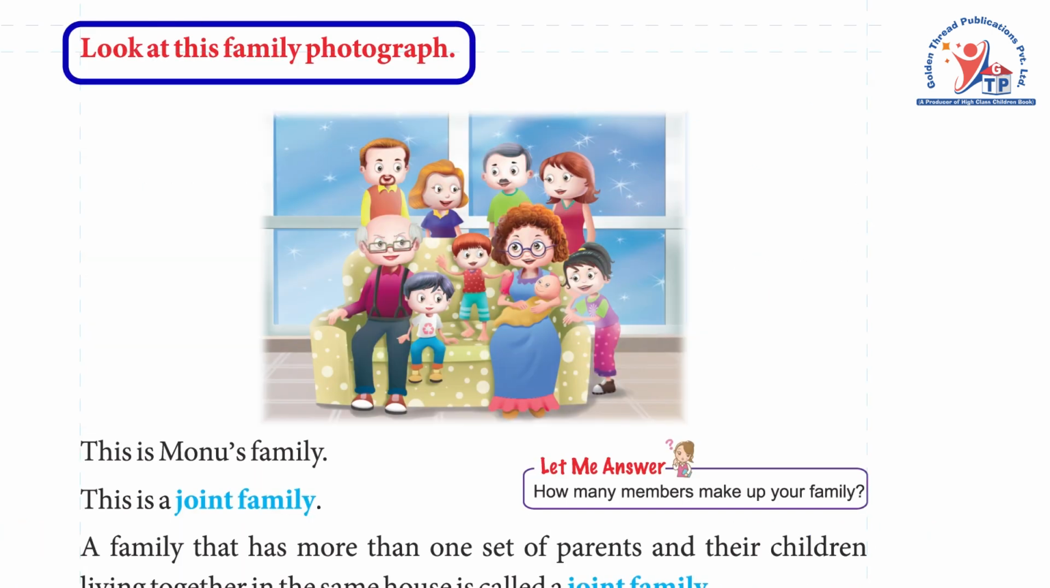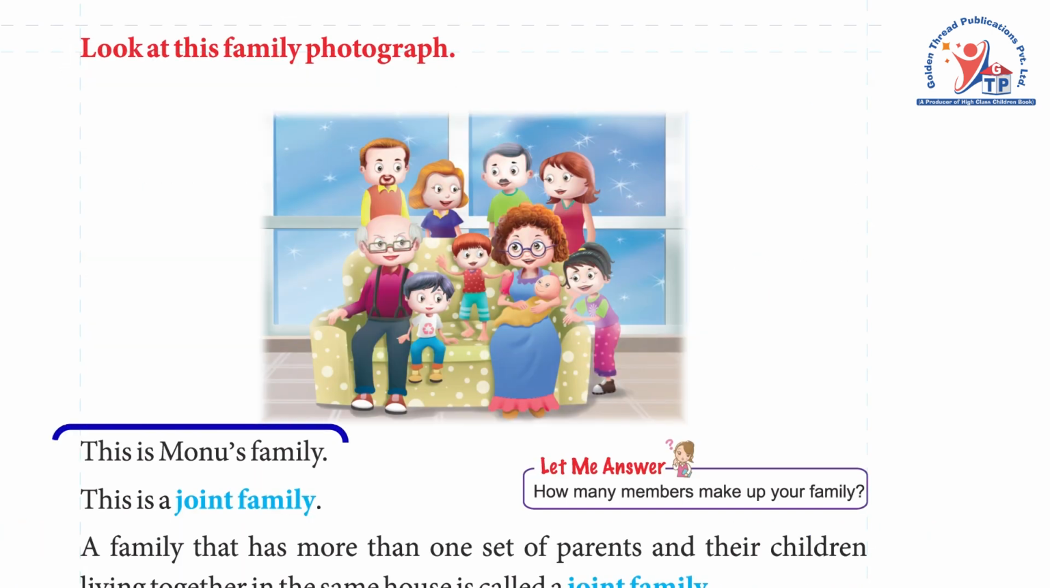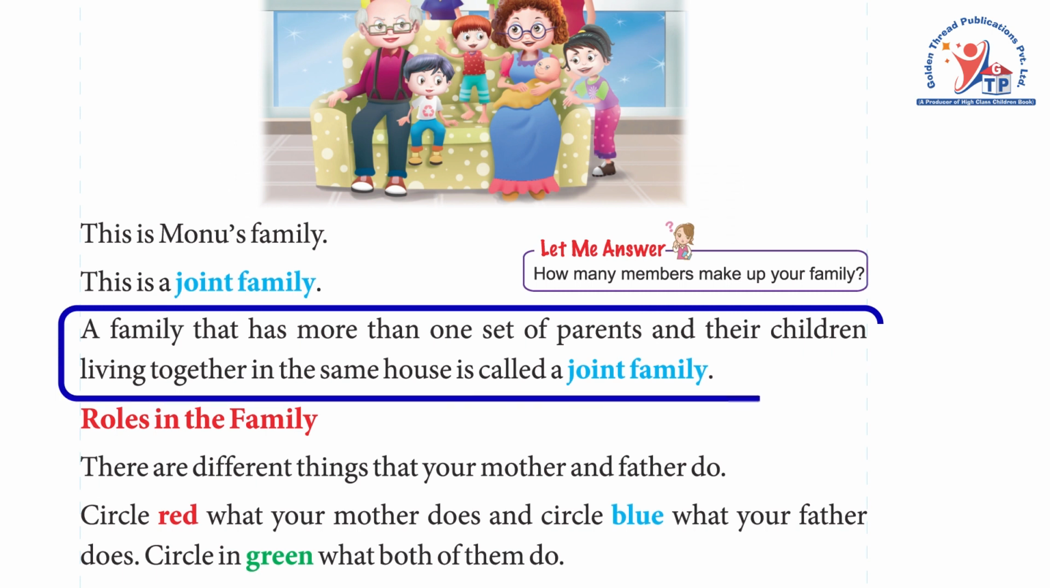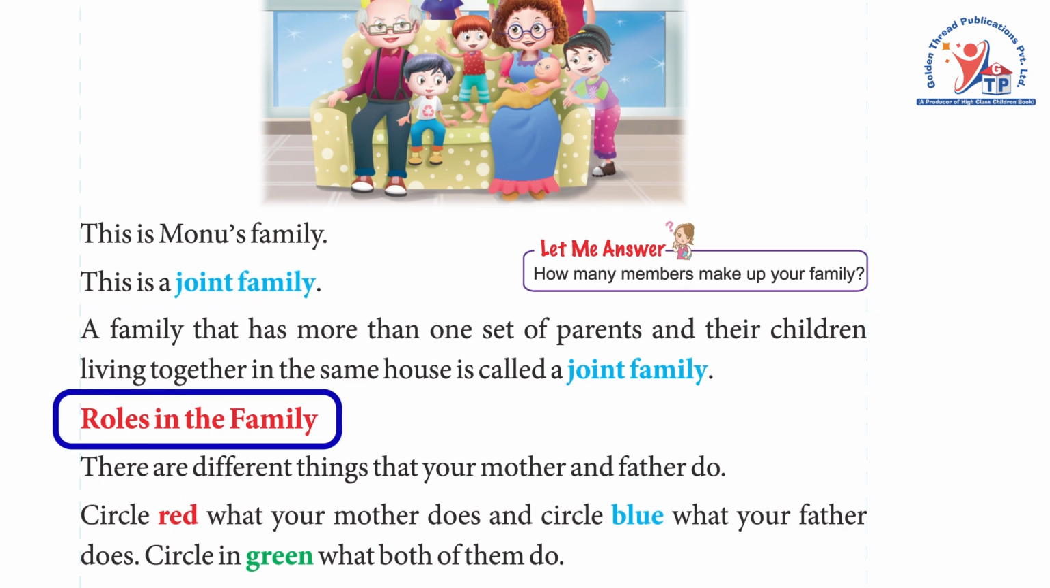Look at this family photograph. This is Monu's family. This is a joint family. A family that has more than one set of parents and their children living together in the same house is called a joint family. Roles in the family.